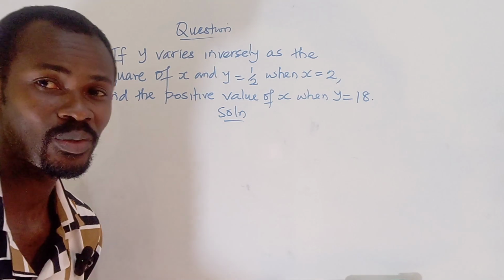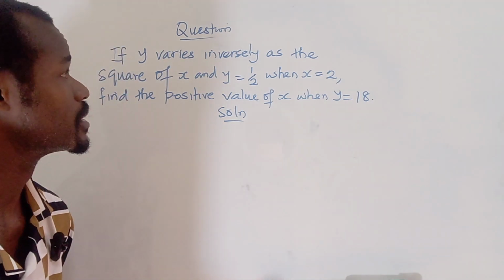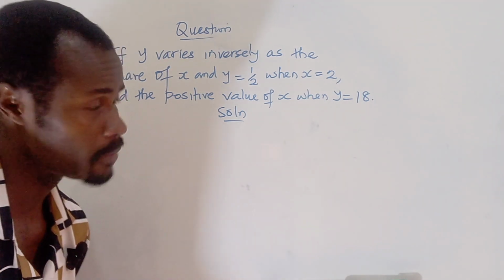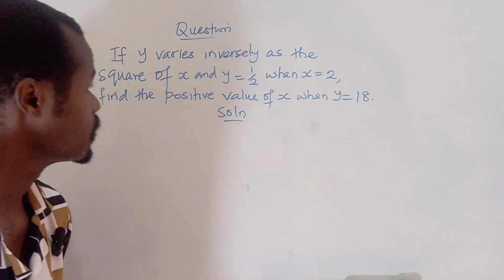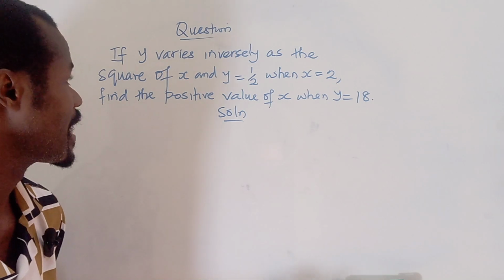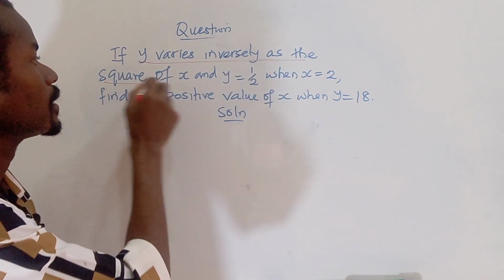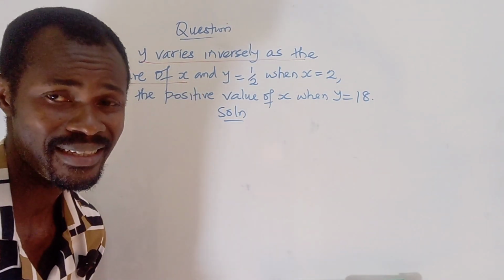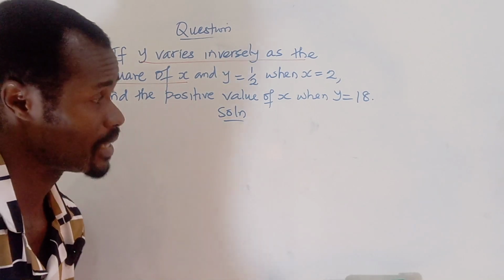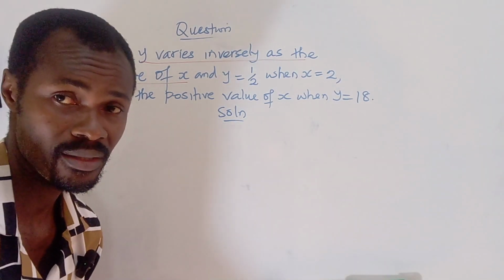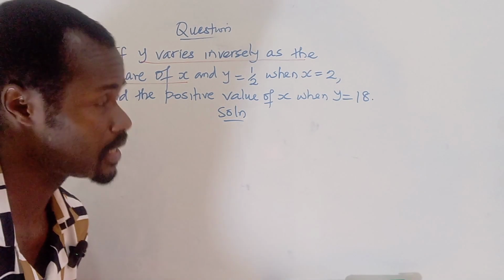Alright, so today we are going to look at the problem on the board on variation, or proportion. The question says, if y varies inversely as the square of x. So let's underline that statement. In maths, you want to understand the statement or the question you're dealing with so that you can be able to solve it with ease.